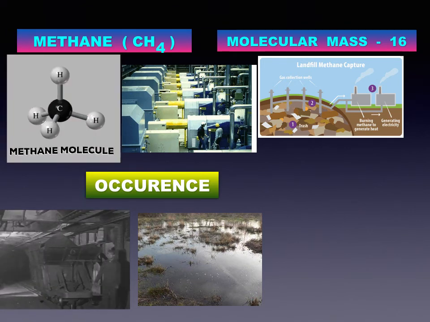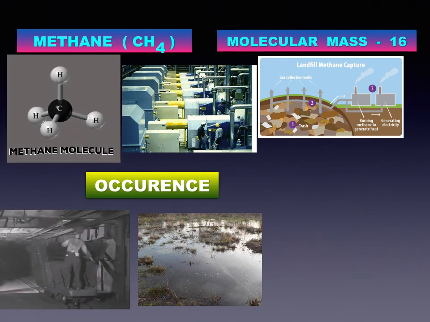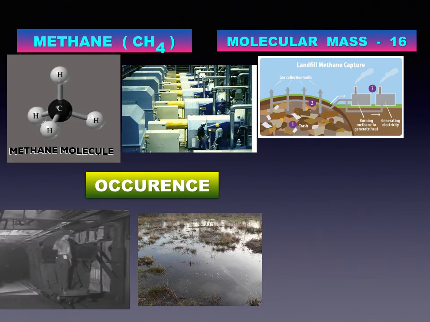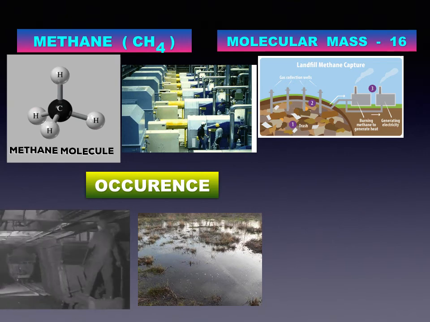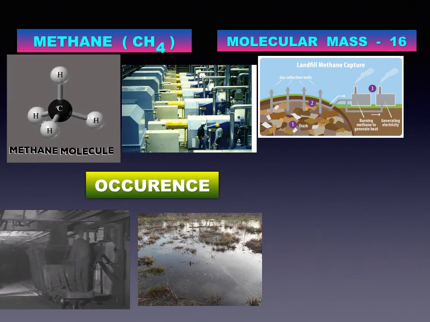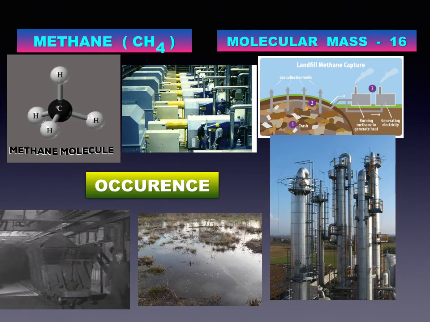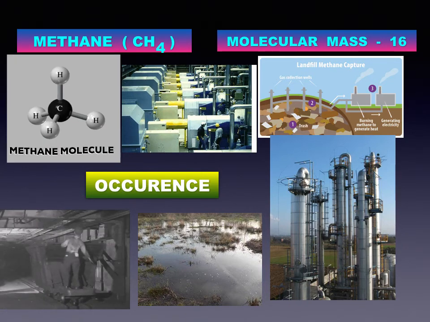On heating a mixture of hydrogen and carbon monoxide gases at 300 degrees Celsius in the presence of a nickel catalyst, methane gas forms. Fractional distillation of natural gas gives methane in pure form.